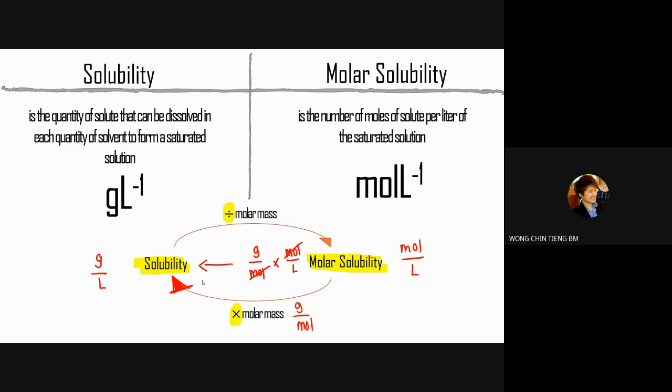Saya akan hafal satu je. Molar solubility tukar solubility adalah darab. Macam biasa. Bila hang hafal satu, another one terbalik lah. Daripada hang hafal dua-dua, lepas tu orang pening. Okay? So I will always actually go from here to here. Molar solubility jadi solubility adalah darab molar mass.